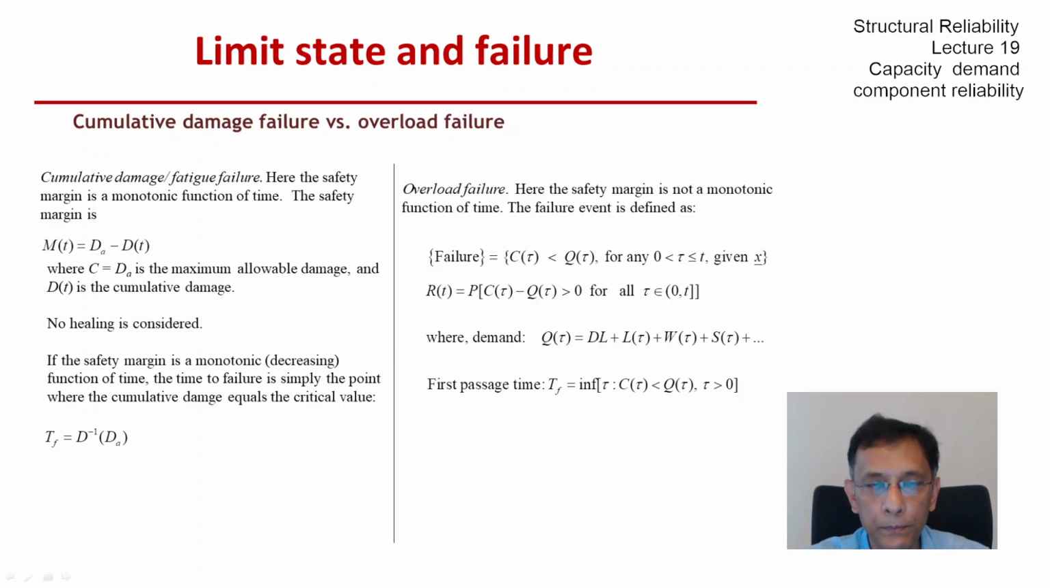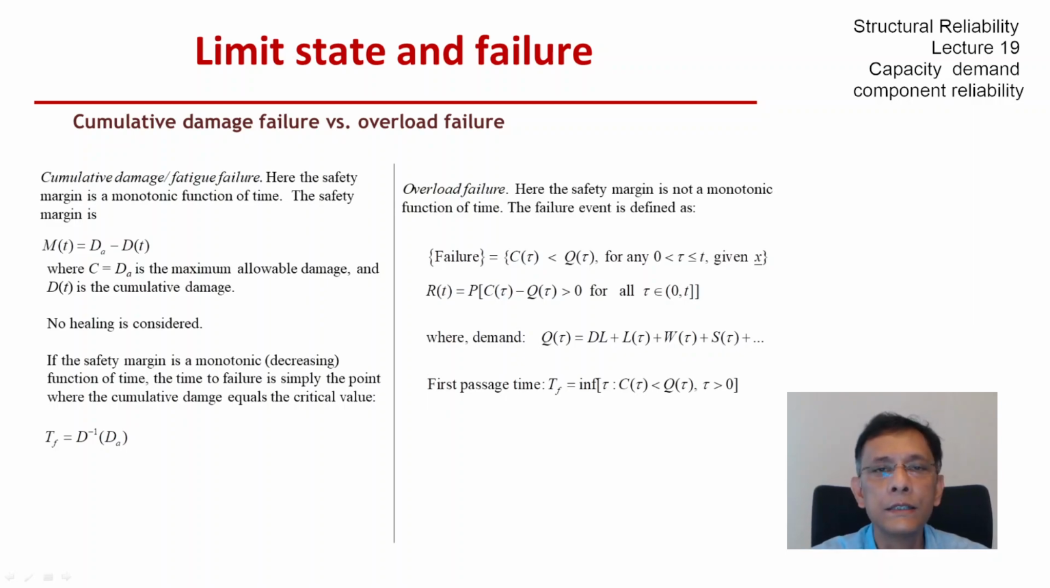The failure event is defined, as I said, as C, capacity, being less than Q, demand. I'm going to use Q for demand on many occasions, so sometimes I'm going to use the letter D, but if there's scope for confusion, I'm going to switch back to Q. So that the reliability function is C at any tau greater than Q at that tau for all such tau. So that is the reliability function.